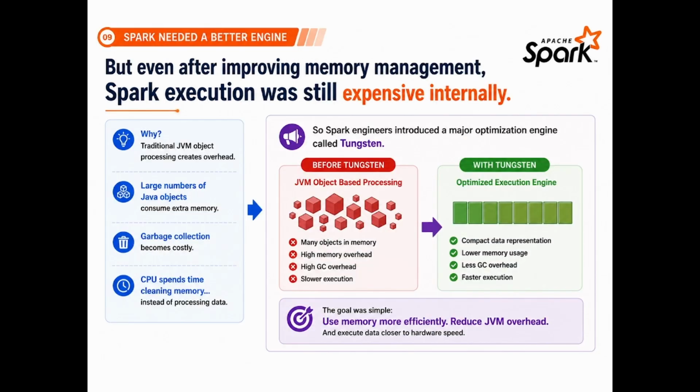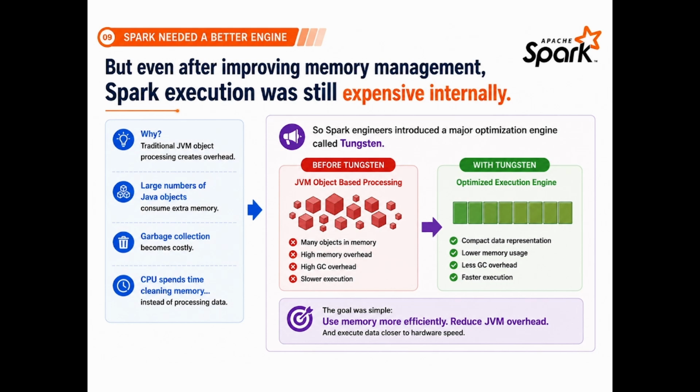Here's something that might surprise you. Even after engineers improved memory management in Spark, jobs were still slower than they should have been. Why so? Because the bottleneck had shifted. It was no longer just about memory. It was about the JVM itself.